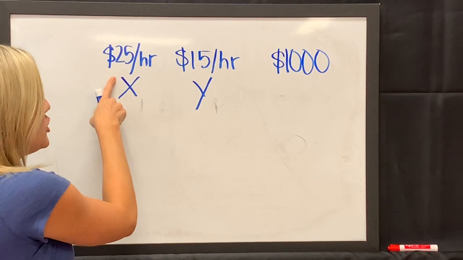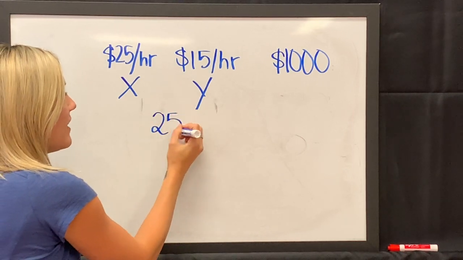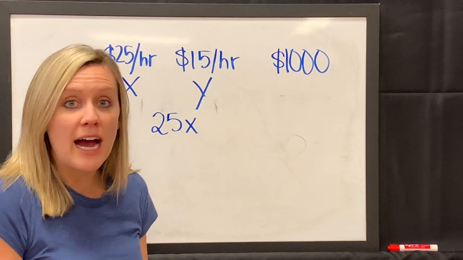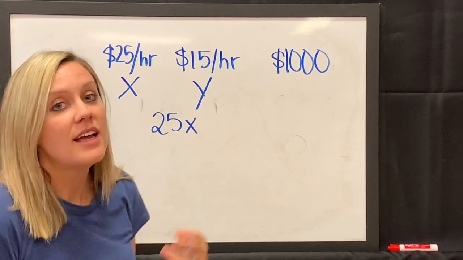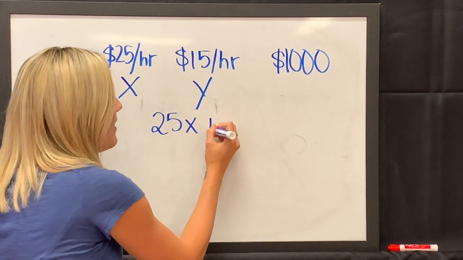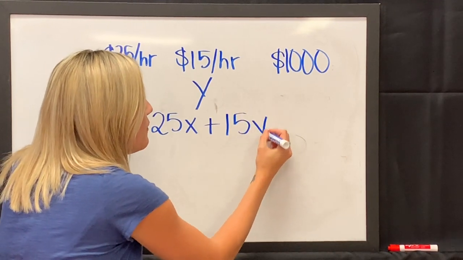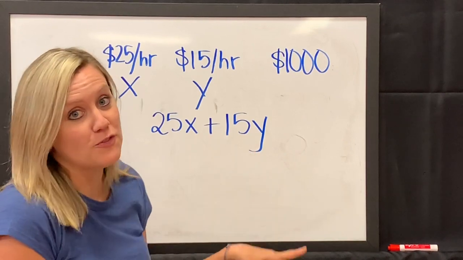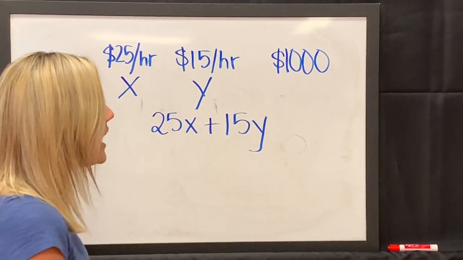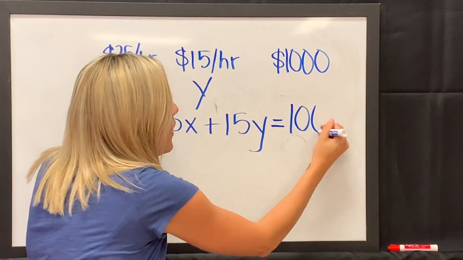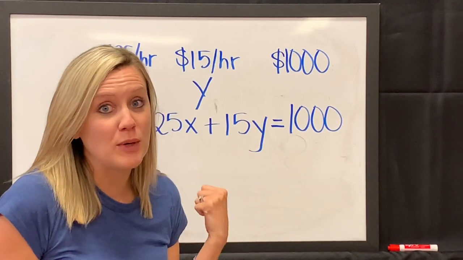So this job where she makes $25 an hour, we called it X, so we're going to go 25 and multiply that by the amount of hours that she works at that job. So if she worked 2 hours at that job, we would go 25 times 2, and that would be 50. So we are going to add that amount of money to her other job. Her other job, she makes $15 an hour. So I'm going to go 15 times Y. Y stands for the amount of hours that she walks those little dogs, okay? And then both of these jobs combined, we have to get her to $1,000.